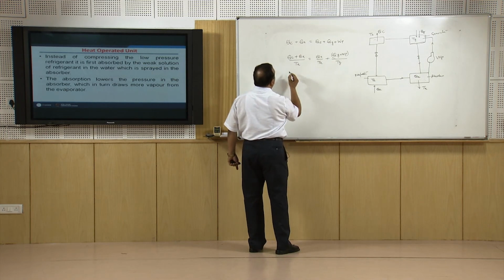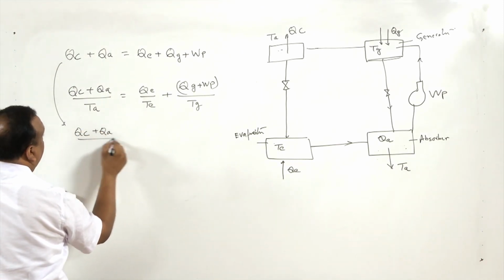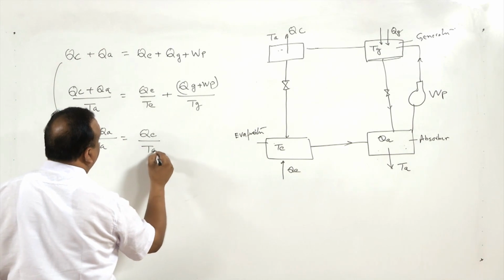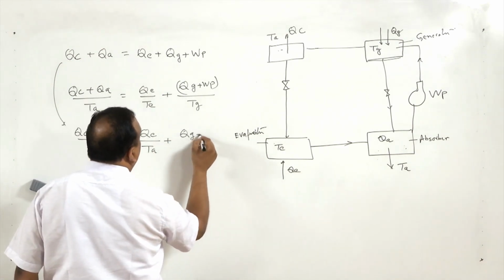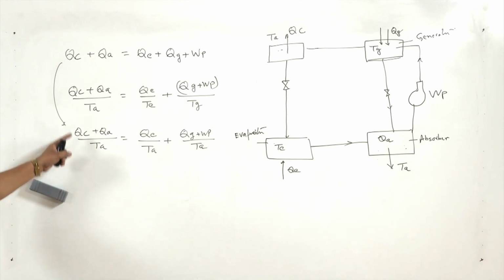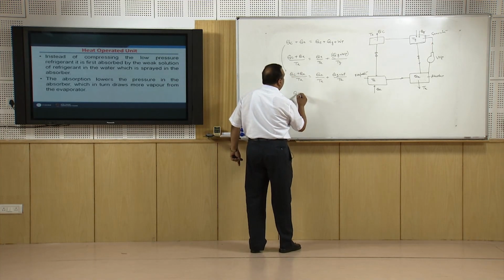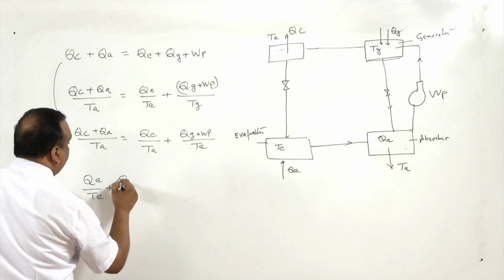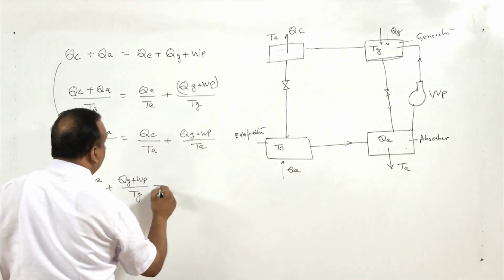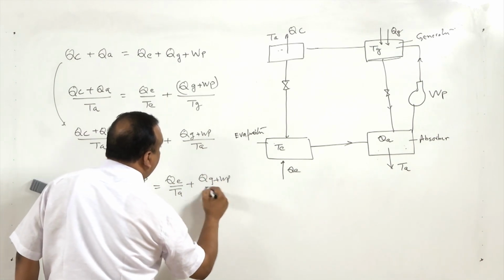balance. Now, if we divide this equation by TA, then we will be getting QC plus QA divided by TA is going to be equal to QE by TA plus QG plus WP by TA. Now we have two equations. In these two equations, this term is common, so we can always write QE by TE plus QG plus WP, this is work of the pump, divided by TG is equal to QE by TA plus QG plus WP by TA.